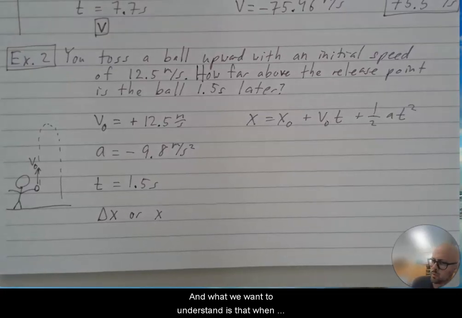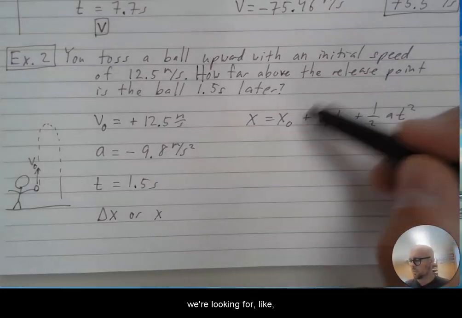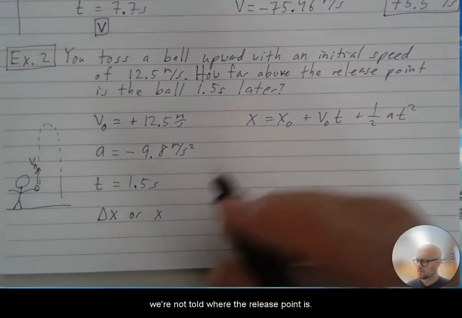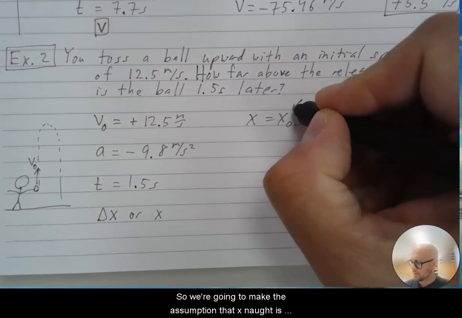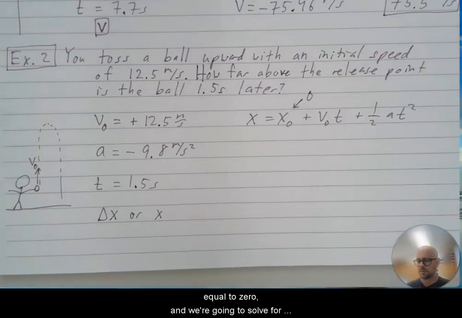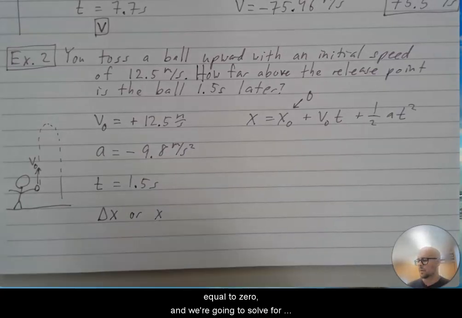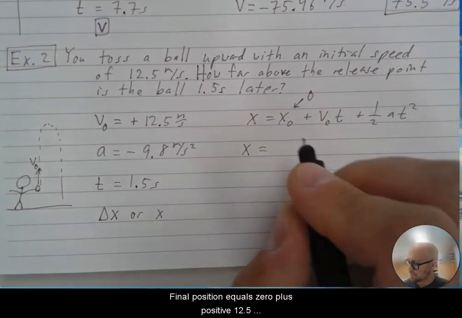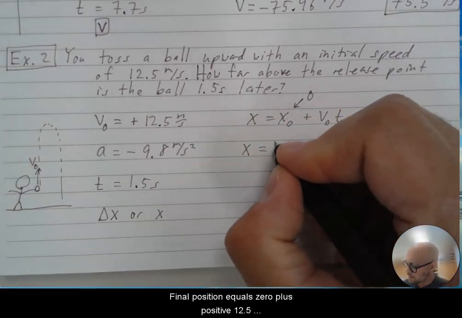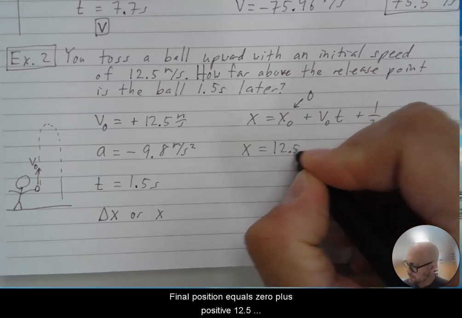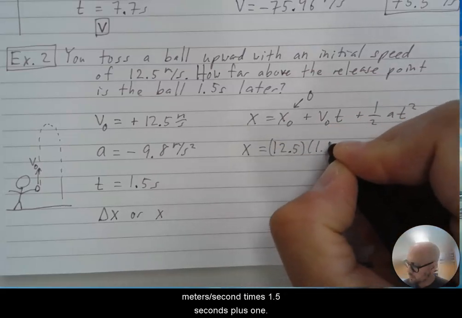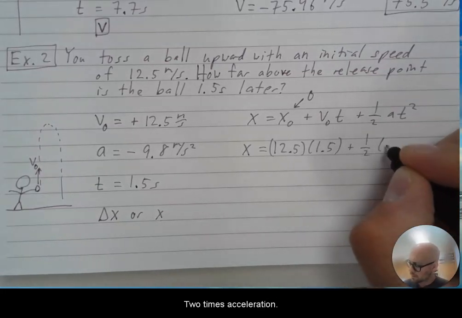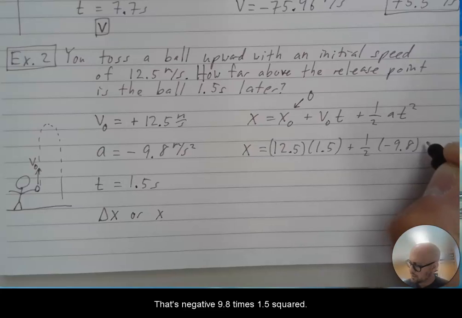And what we want to understand is that when we're looking for how far above the release point, we're not told where the release point is. So we're going to make the assumption that x naught is equal to 0. And we're going to solve for final position. So here's how that goes. Final position equals 0 plus positive 12.5 meters per second times 1.5 seconds plus 1/2 times acceleration, that's negative 9.8 times 1.5 squared.